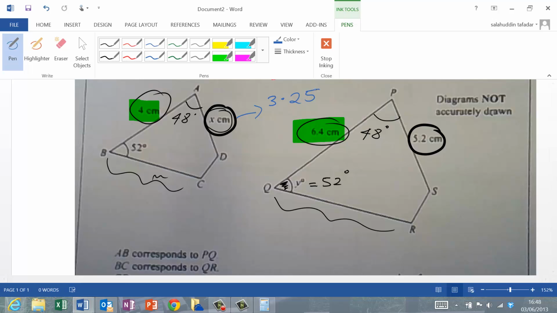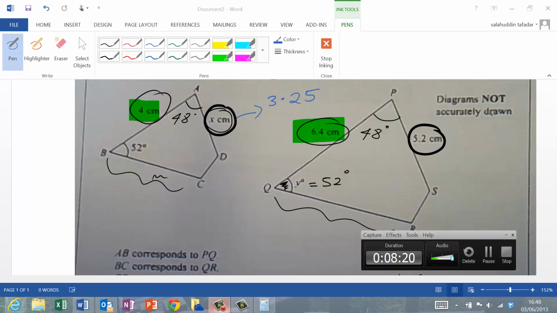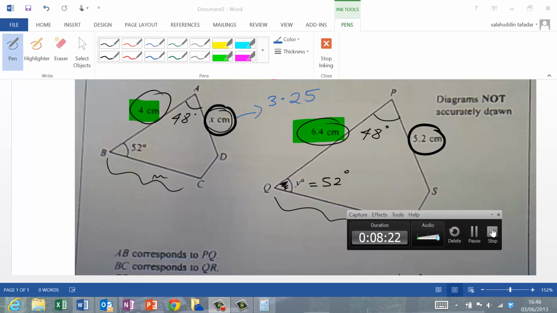This is how you find the missing side on similar shapes. I hope that helped, and if you have any questions, come and speak to me during the lesson. Okay, take care, bye.